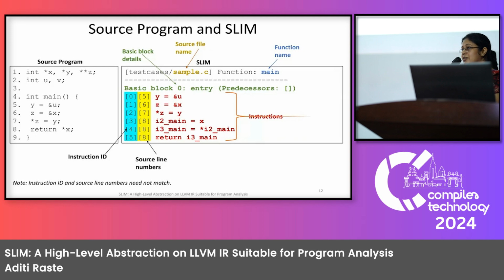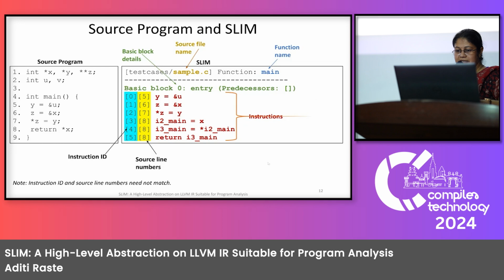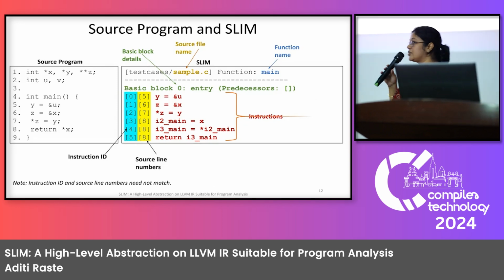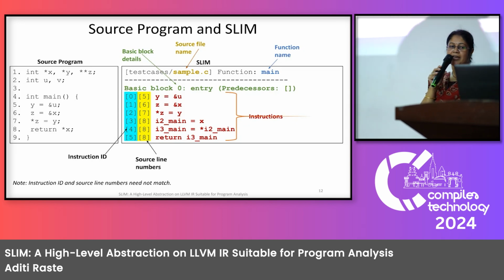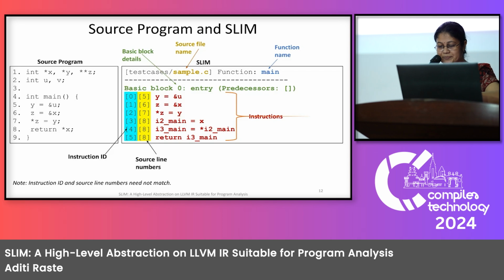Every instruction is associated with a unique instruction ID, and SLIM also provides us with the source line numbers. Please note that the instruction ID and source line numbers need not match. The reason is that the instruction ID is unique across all the files, and source line numbers, of course, are specific to a particular source file.